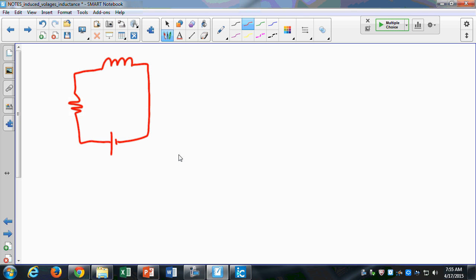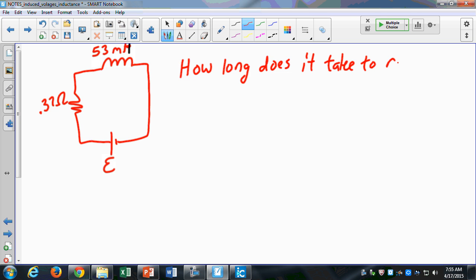Alright, so let's imagine I have this circuit. I have 0.37 ohms. I have an inductor of 53 millihenries. And I have some EMF. I want to know how long does it take to reach half the equilibrium current. After I turn on this circuit, I have a switch, it's open, and then I close it, and I start this circuit doing what it does. I want to know how long does it take to reach half the equilibrium current. Why don't you take a couple minutes and start on this.